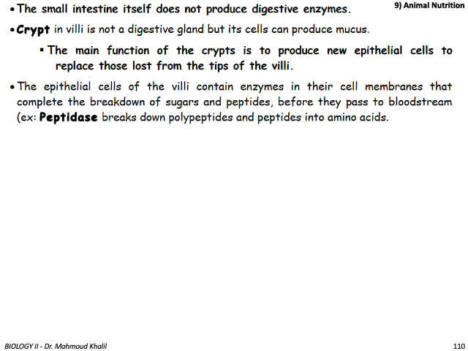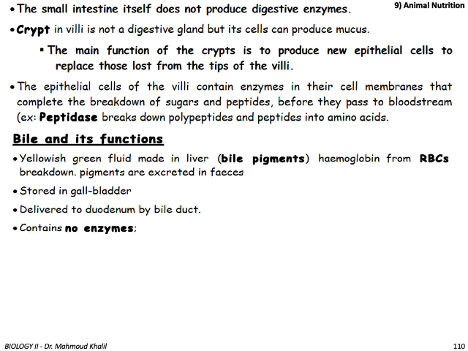We have the crypts in the villi. The main function of these crypts is to renew the cells that rupture due to the movement of food. So they produce new epithelial cells to replace those lost from the tips of the villi due to the movement of the food. The epithelial cells of the villi contain enzymes in their membrane that complete the breakdown of sugars and peptides before they pass to the bloodstream. So we have peptidase that breaks down polypeptides and peptides into amino acids.